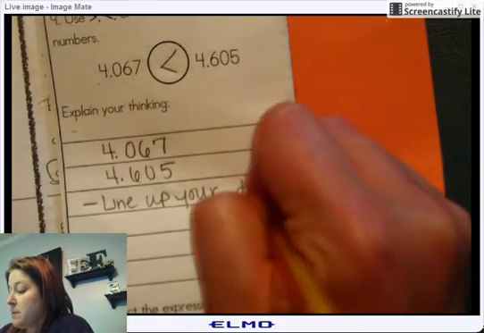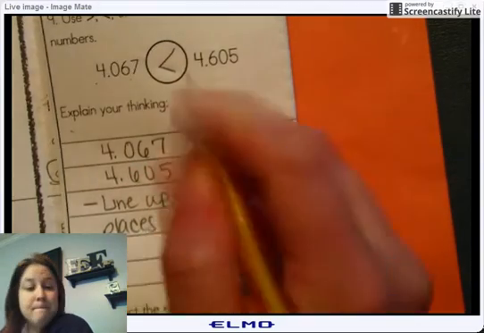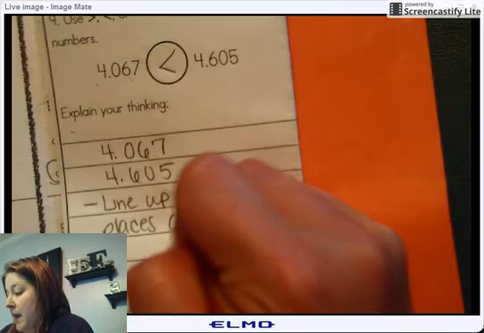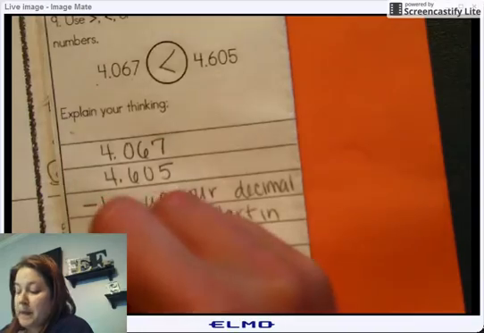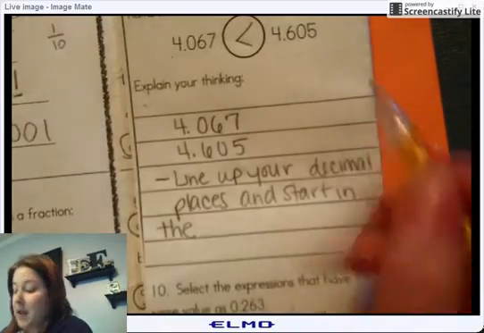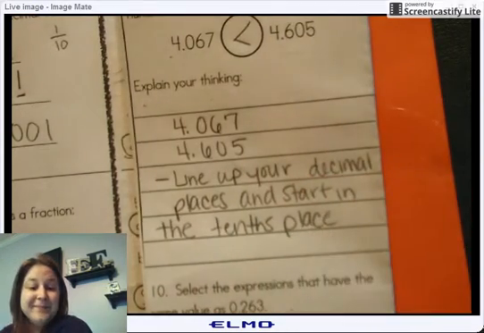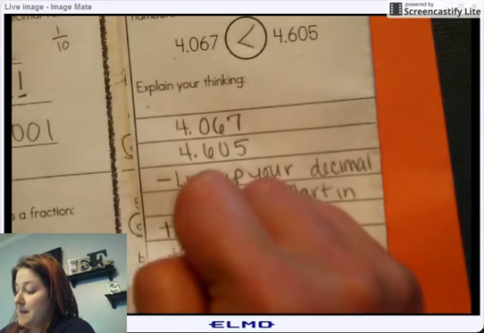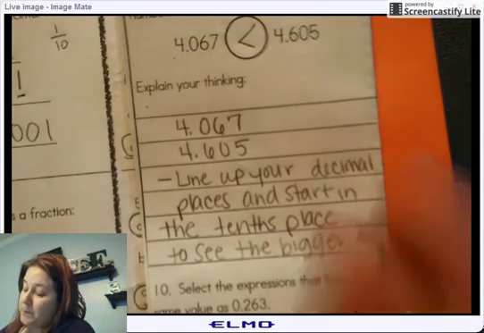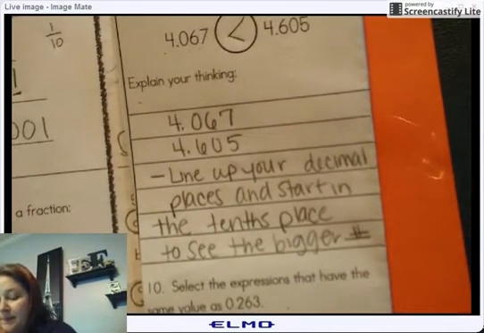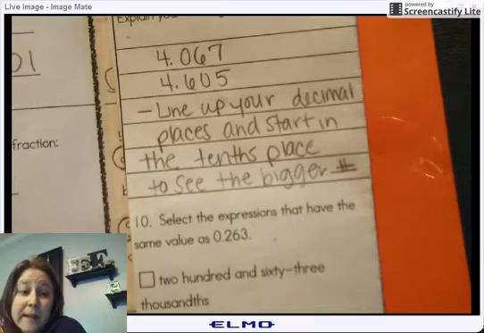your decimal places and start in the tenths place to see the bigger number. Remember, you can pause me if you need to.